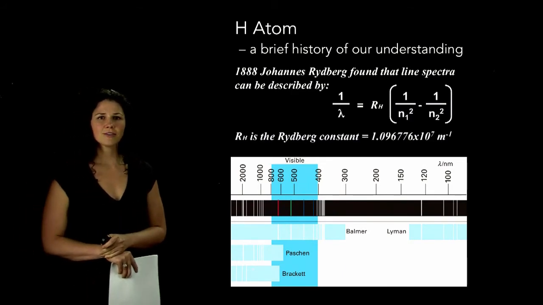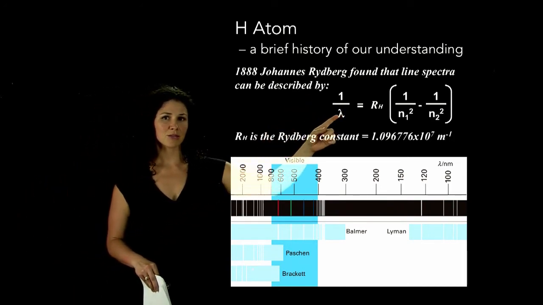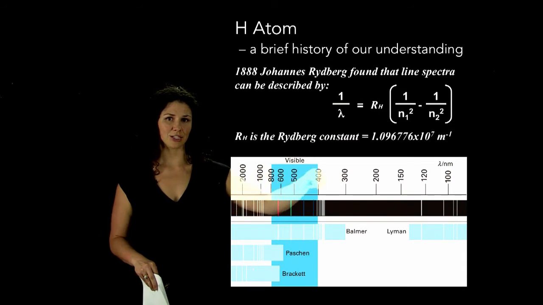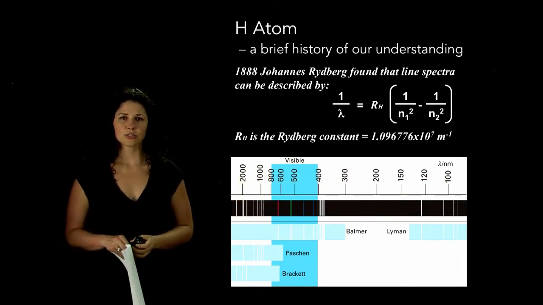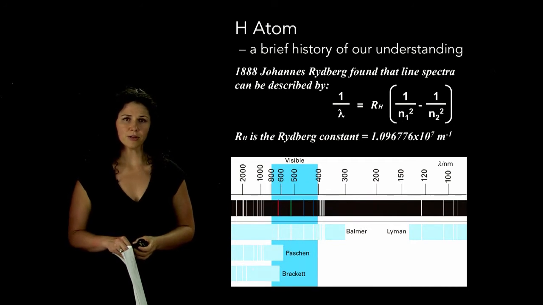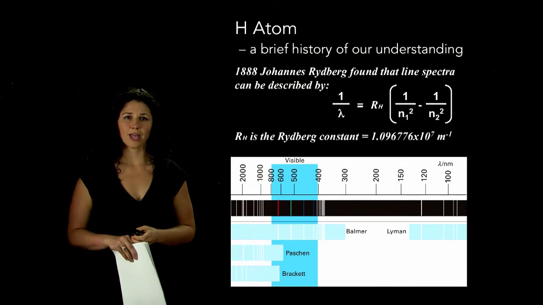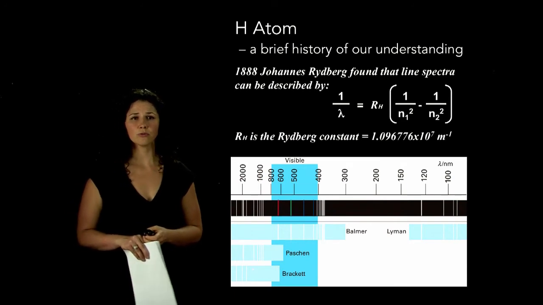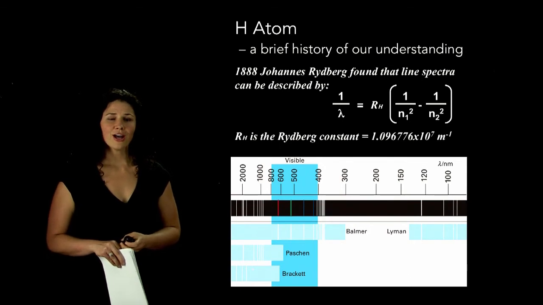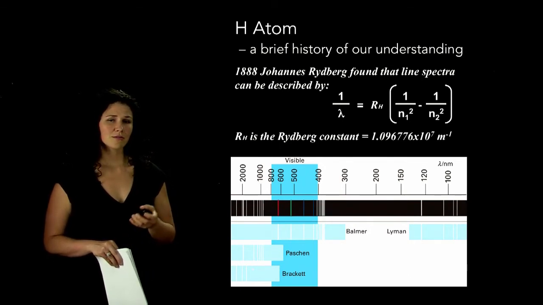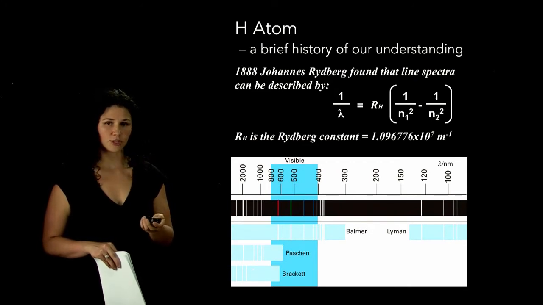And he found that this formula, it's 1 over the wavelength. So this is the emission wavelength of these lines down here. That's equal to RH, which is the Rydberg constant. It's just a number. And that's multiplied by 1 over n1 squared minus 1 over n2 squared, where n1 and n2 are integers. And so, they're just numbers 1, 2, 3, 4, 5, etc.